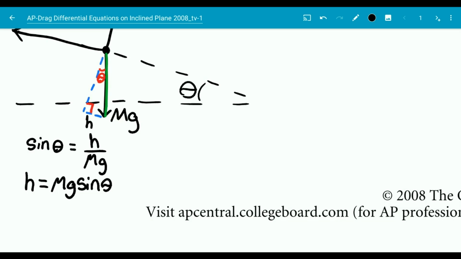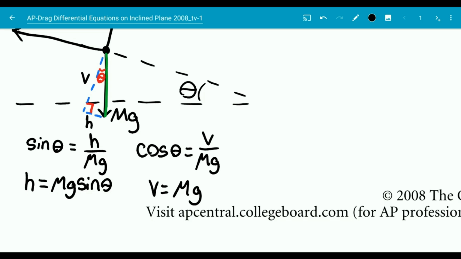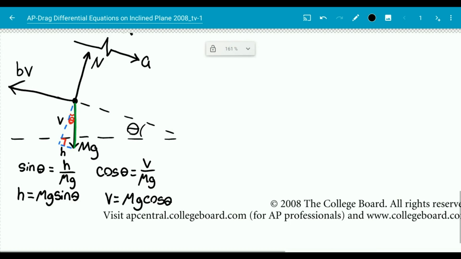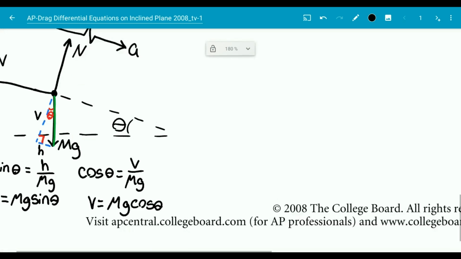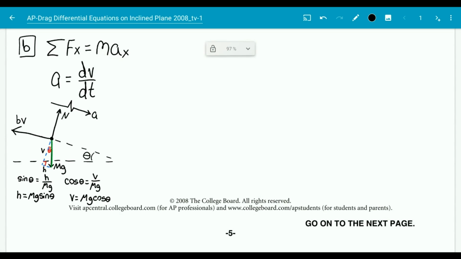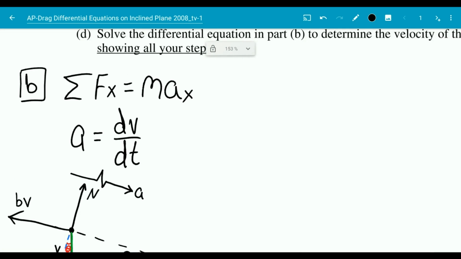We can do the same idea to solve for the vertical component. Cosine of theta, adjacent over hypotenuse, has to equal, and we'll call the vertical component v, v over mg. So solving for v, v just equals mg cosine of theta. So there we've just solved for our horizontal and vertical components. Now we can actually use those in a meaningful way in our equations. Like I said earlier, we're going to have to sum our forces in the x direction, and now we have those forces and we can actually do that.